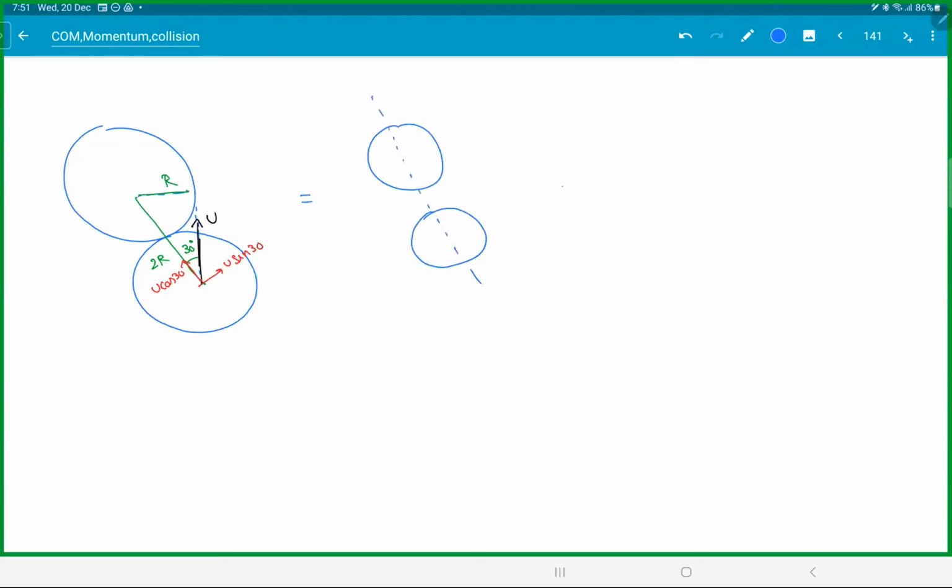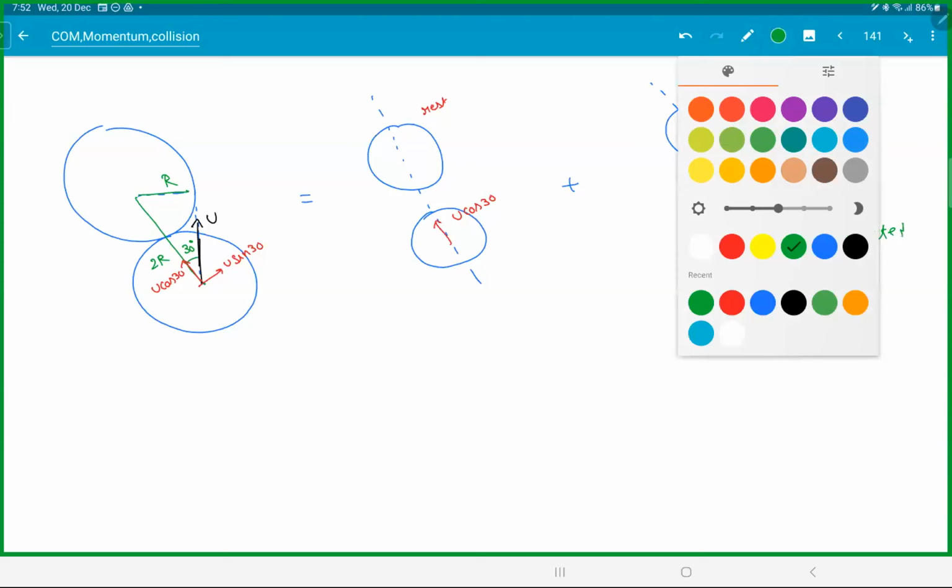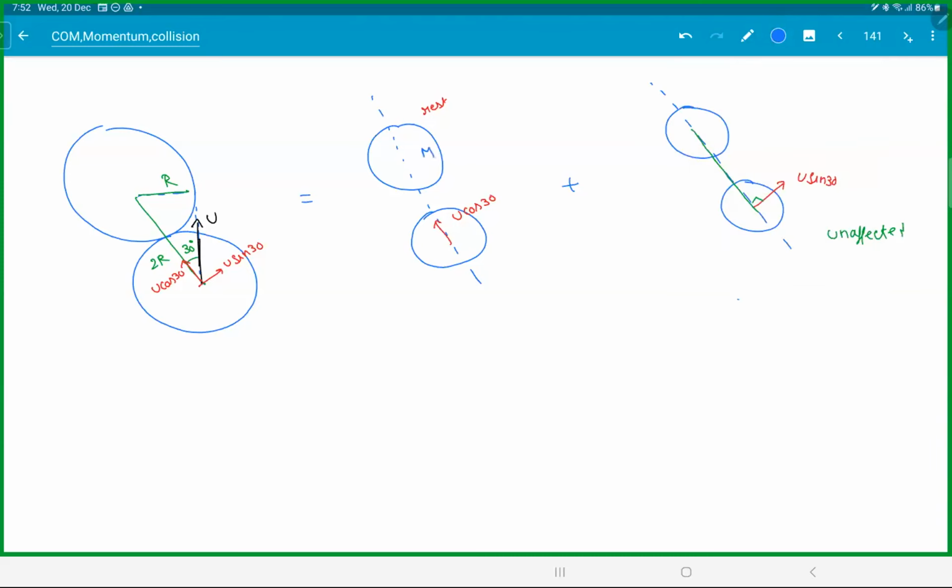Velocities along the normal plus velocities perpendicular to the normal. So this would be u cos 30. This is at rest. This would be u sin 30. These components are unaffected. And we know if two balls of same mass collide, what will happen? This is mass m, they exchange velocities. So this is what I was saying. Velocities will exchange only along the normal. Complete velocity exchange will not happen.